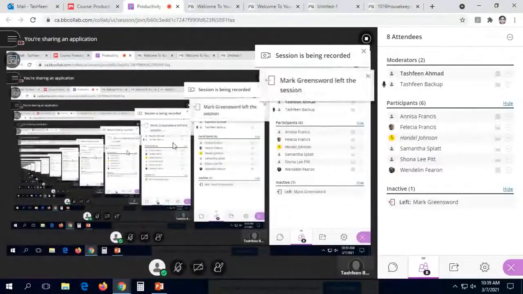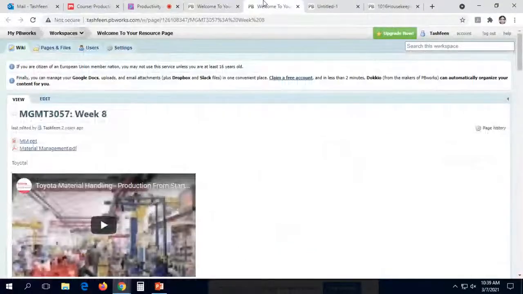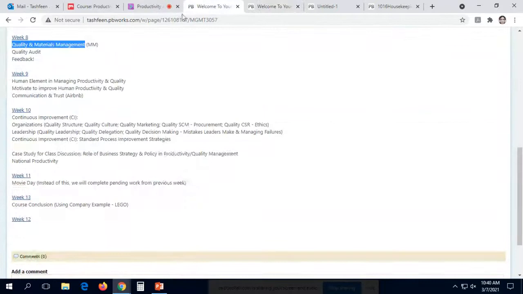Materials management is extremely important whenever you are going to talk about productivity or quality management, especially in the context of manufacturing plants. You would really have to think about material management. Different types of materials are there, and I would like to start the discussion with some basic ideas. Like at your home, you would see different types of materials, like in your kitchen.